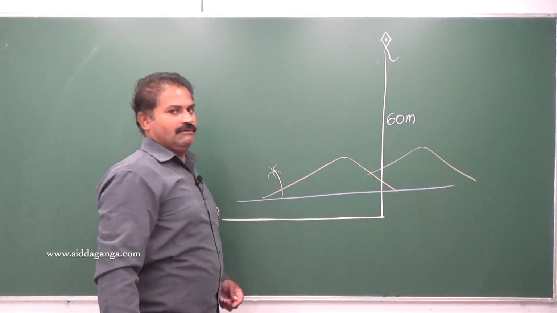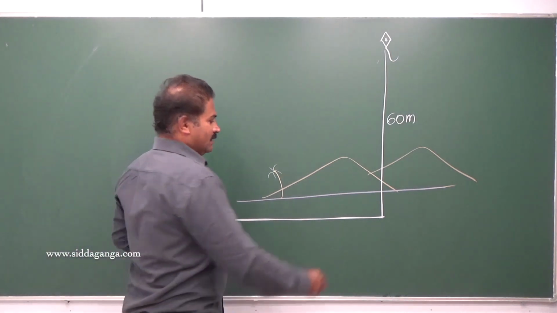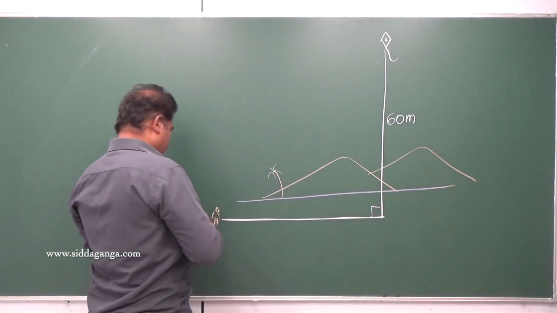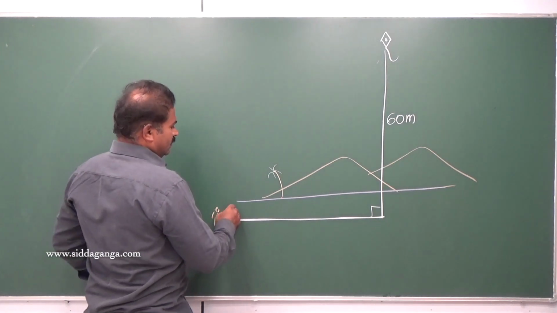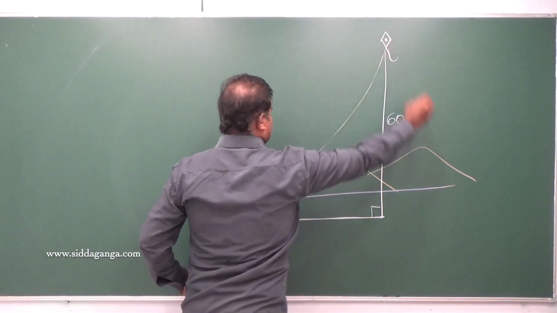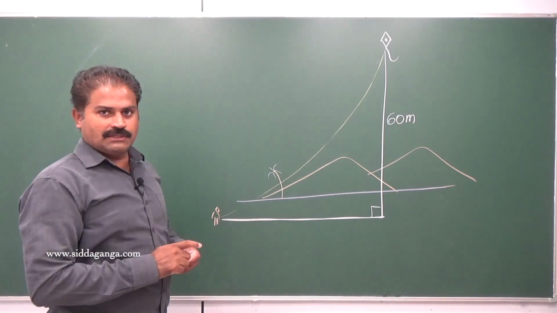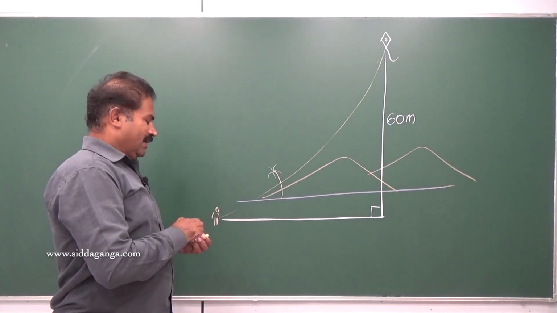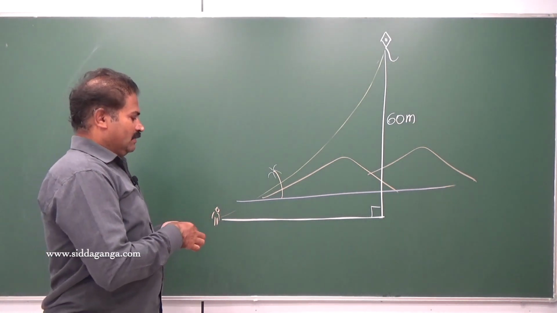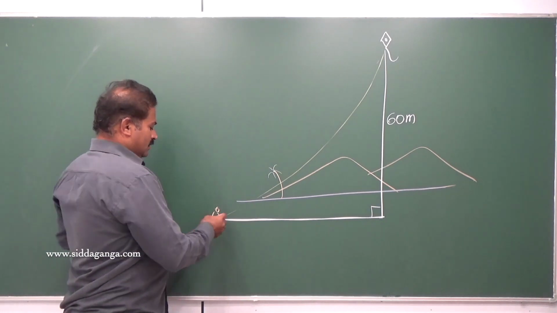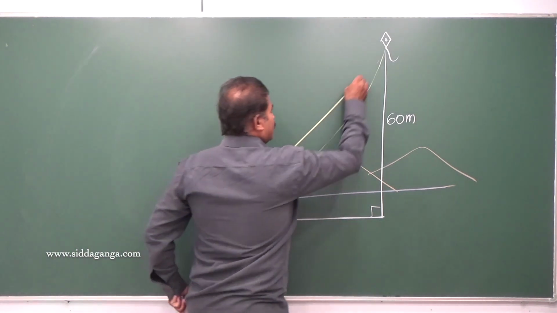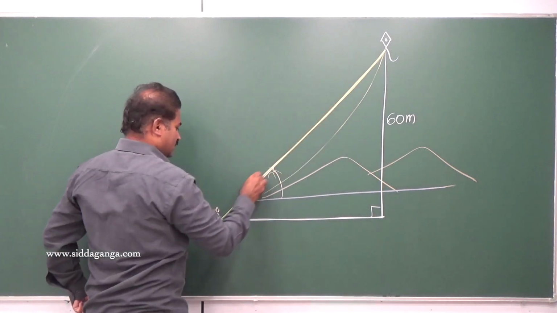For height, we have to take it vertically. So this is 90 degrees. And the string, usually the string has slack, but you know this if you have flown a kite. Here what they have mentioned is that you can neglect the slack. So that means you should think of this string as almost straight. So this is literally a straight line.